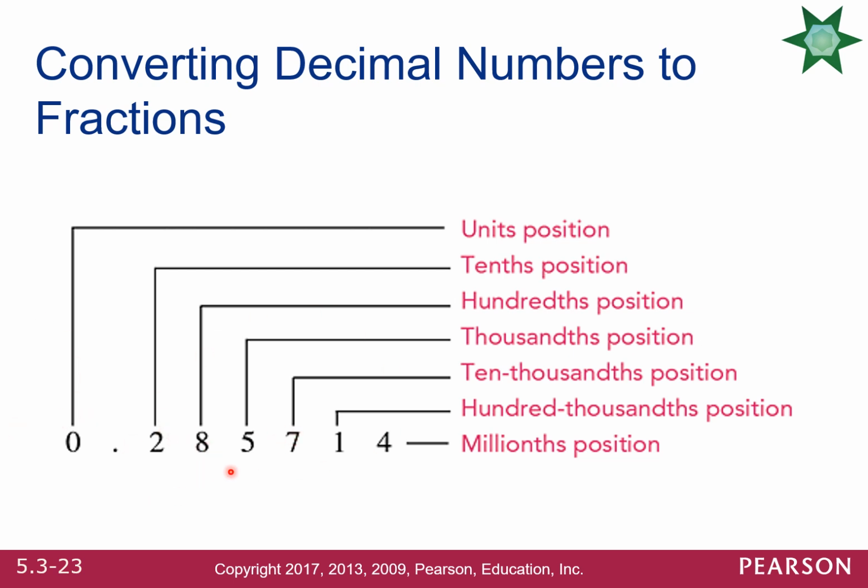To the right of the decimal point, it's the tenths position. So tenths position means 1 divided by 10. Then the second decimal place is the hundredths position, which means 1 divided by 100. Then the thousandths is 1 divided by 1000.